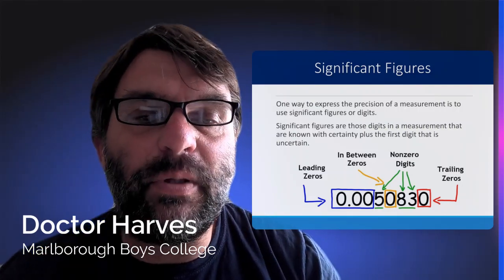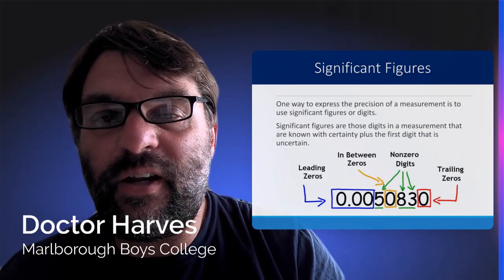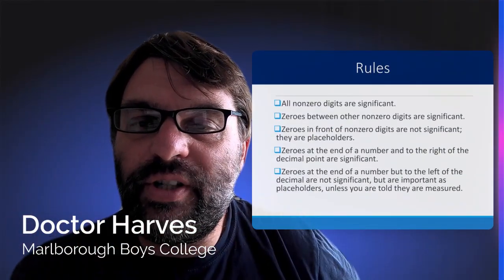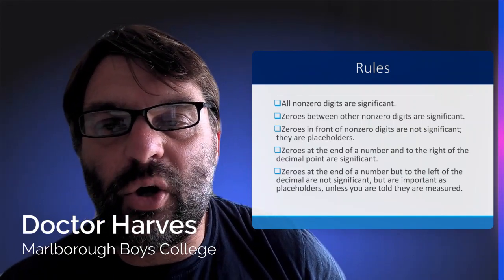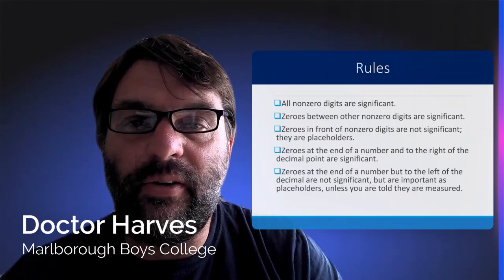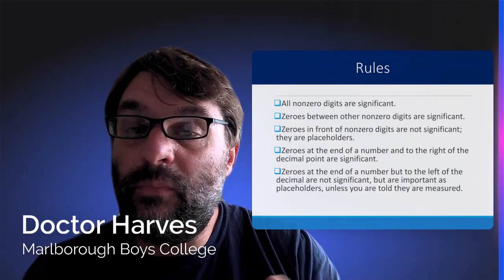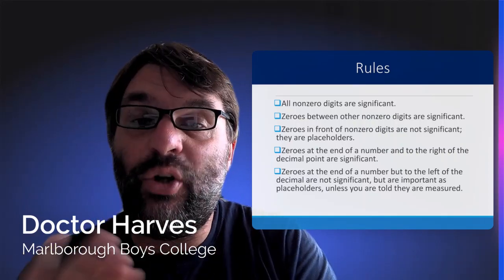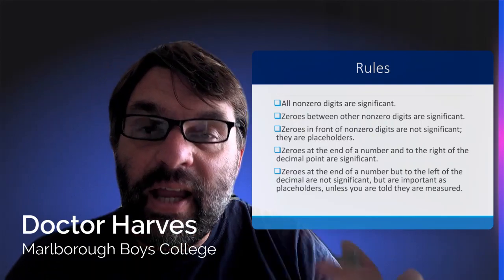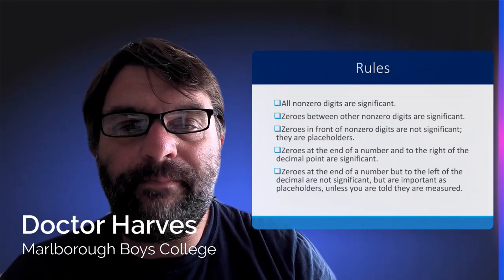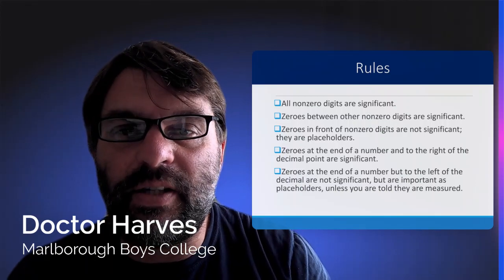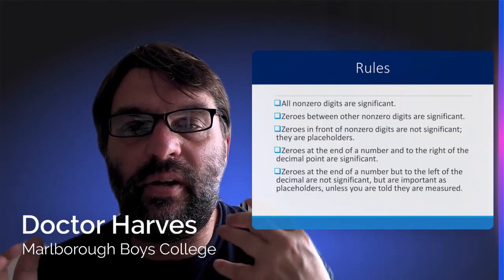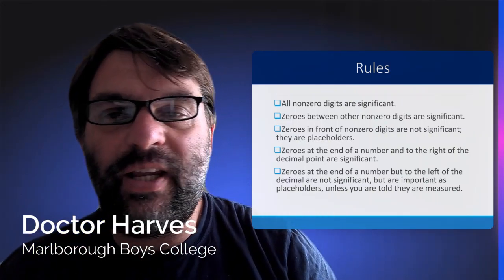So what do those concepts mean? To work out significant figures, you have to use those concepts this way. All non-zero digits are significant. Zeros between non-zero digits are significant. Zeros in front of your non-zero digits are not significant. Zeros at the end of your values are significant, and zeros at the end of a number, but to the left of a decimal, are not significant, but they are important placeholders. Those are the 5 rules that you need to consider.